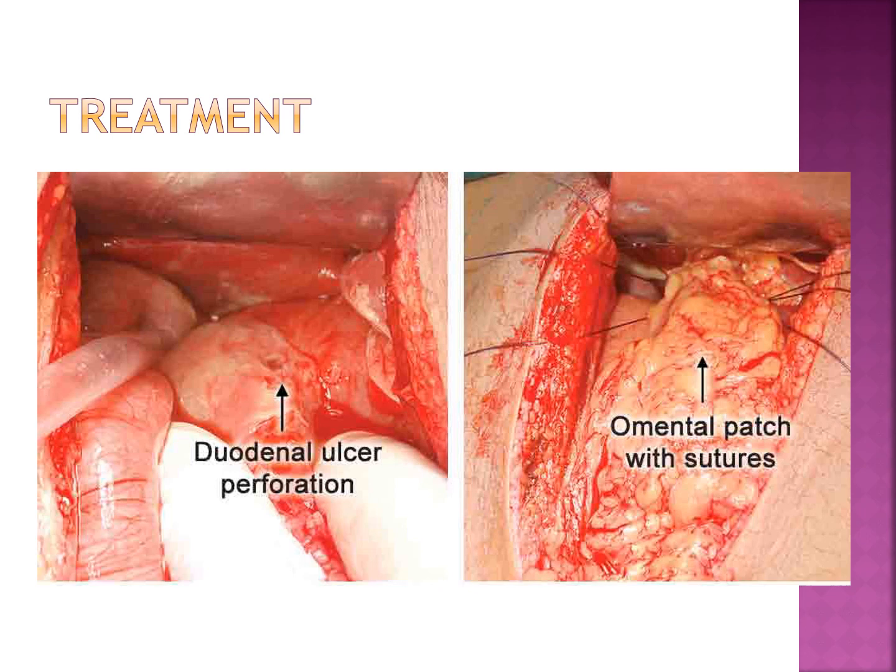This is a live photo showing the site of the perforation, as you can see, which is marked by my pointer hand. Then 3 pre-taken sutures were taken from the edges of the ulcer, from the healthy parts of the edges of the ulcer. Then an omental patch is put, and then your sutures will be tied over this patch, terminating this operation.